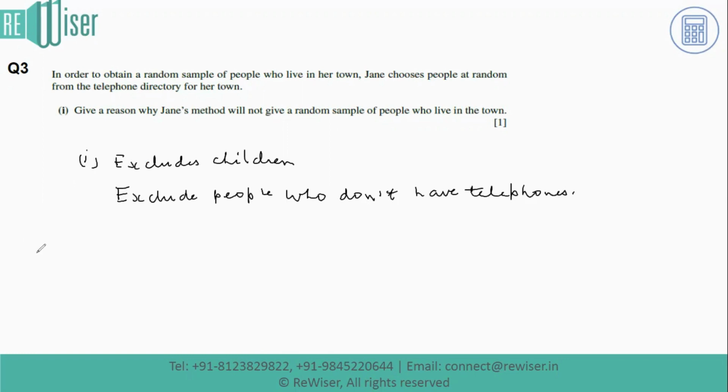Now, the other reason we might think of is more than one person in some houses. That's very obvious, that there can be more than one person in a house.